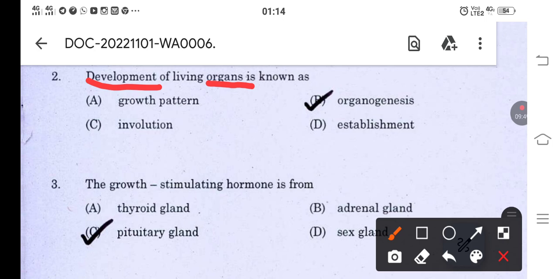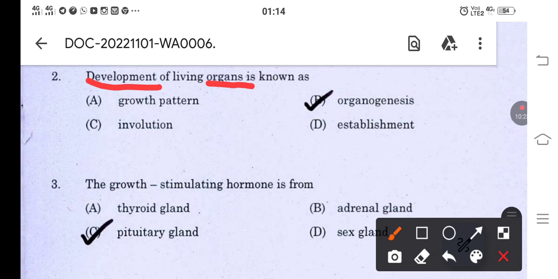Next option is involution. When you say involution, it means something which is returning to its original stage. It might have undergone some changes, but it returns to its original stage. For example, like pregnancy. In pregnancy, the uterus will enlarge, but after childbirth it comes back to its original position, original state, so we call that involution.